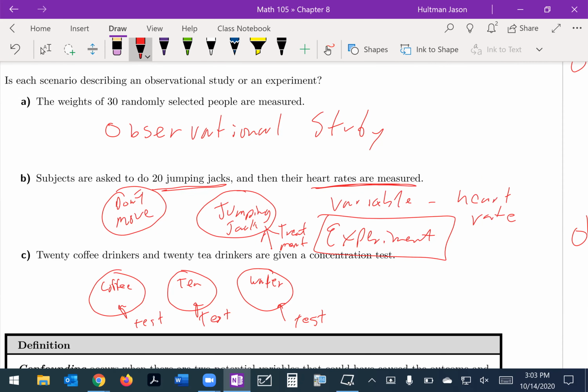Could I repeat this experiment? Absolutely. Is it an experiment? Yes. Can I have a control group? Yes. So it's another experiment. Okay.